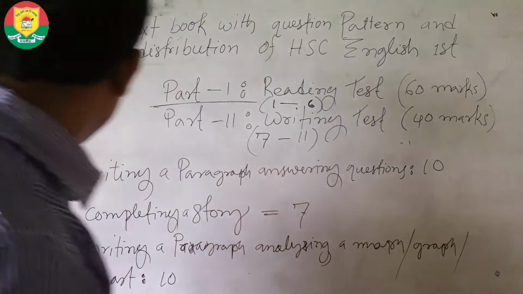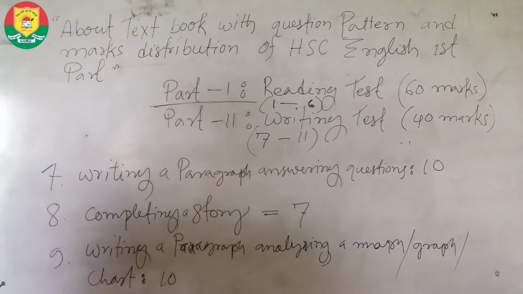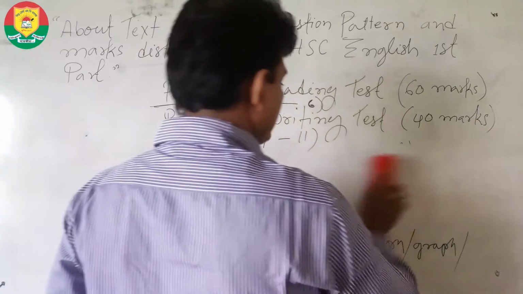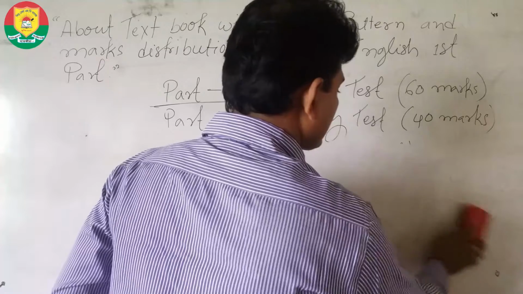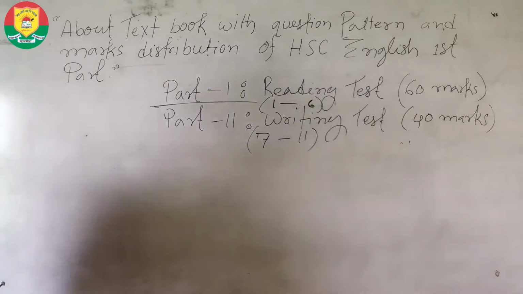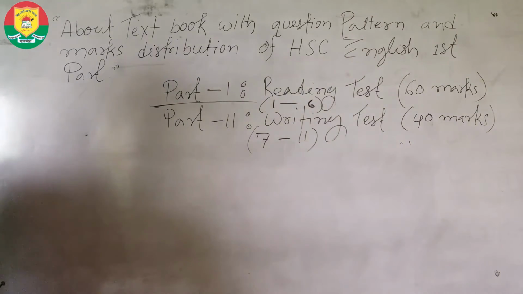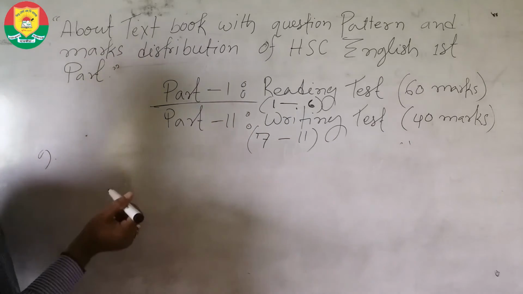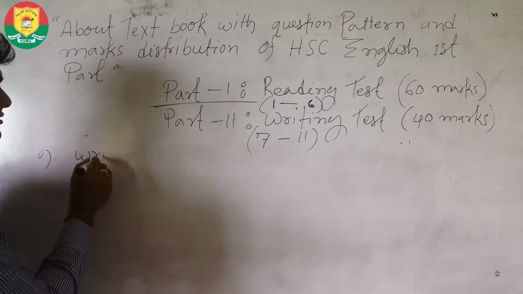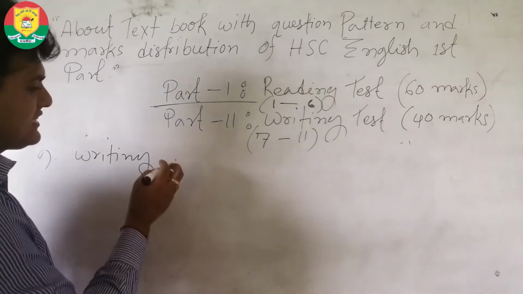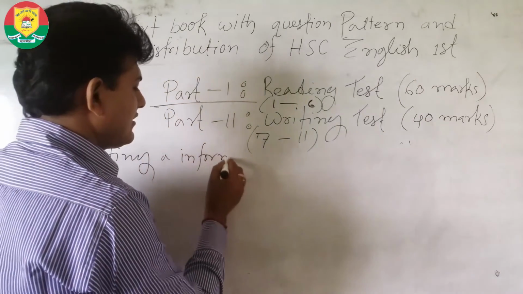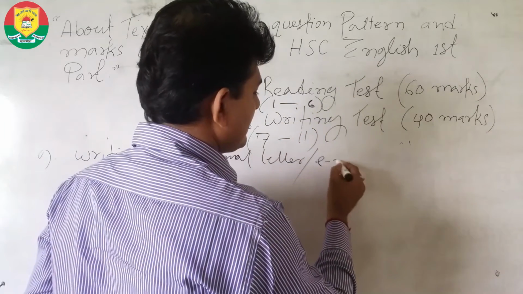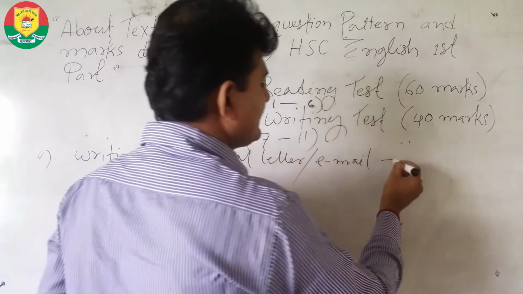Next, question number 10. Sorry, dear learners, question number 9. Writing an informal letter contains 5 marks.